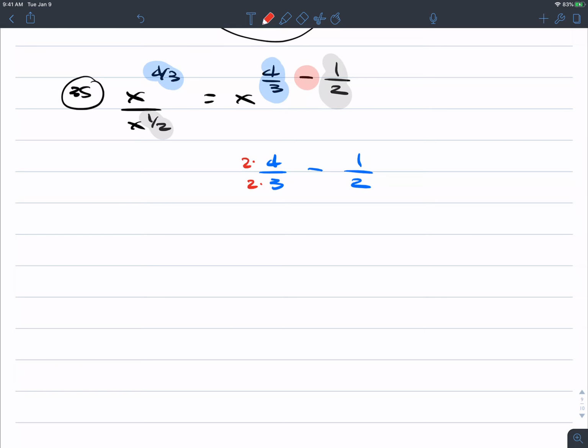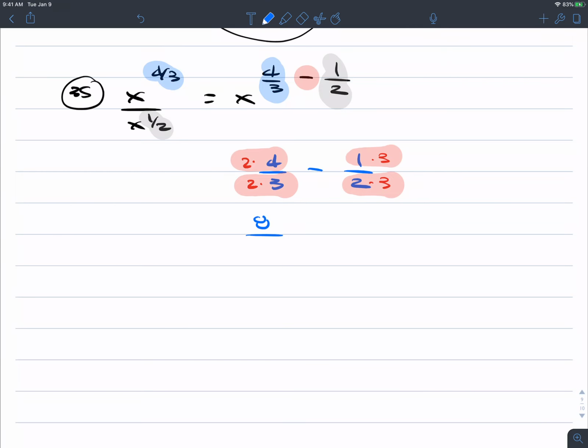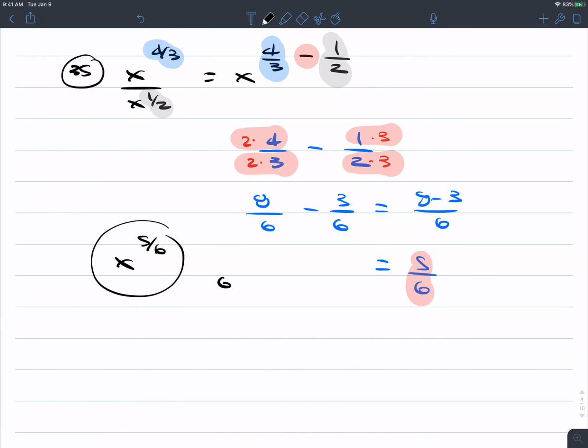Multiply the bottom by 2. Multiply by 3. So if we notice here, 3 times 2 and 2 times 3 is what? Is that 6? So we're going to multiply 2 and 4 and 1 and 3. We get now 8/6 minus 3/6, which is 8 minus 3 over 6, better known as what? 5/6. Here we have our new power. X to the 5/6 power, written with a positive exponent. Notice the fraction's not improper. So as a radical, that's the 6th root of x to the 5th. And you're done.